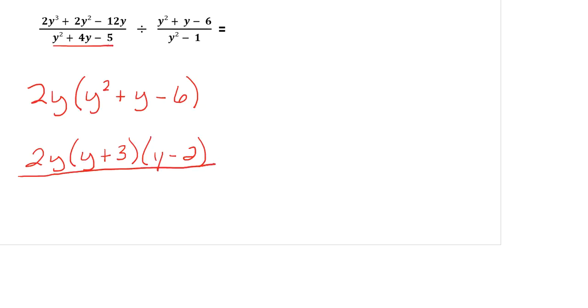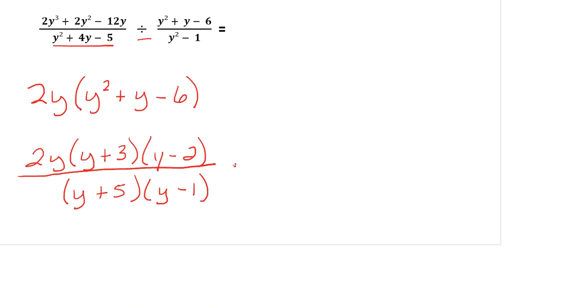Let's factor this denominator. What multiplies to negative 5 but adds to positive 4, and I believe that would be y plus 5 and y minus 1. I'm just doing a quick FOIL. 5y minus 1y is 4y. So now in the second fraction, I am going to change this divide sign into a multiply sign.